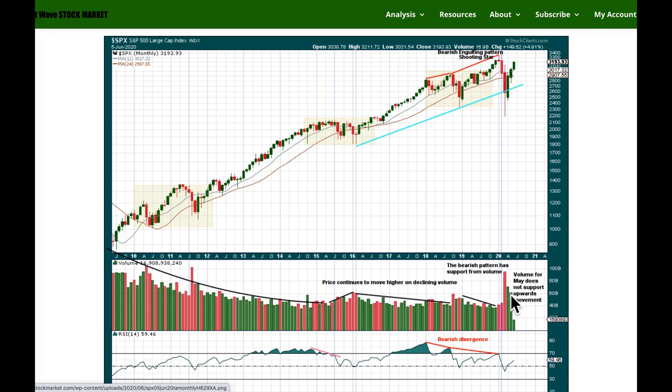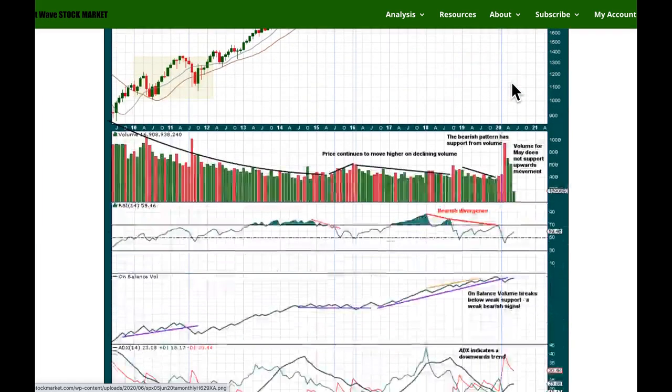Volume is not supporting upward movement. We've also seen a decline in range. Range is not supporting this upward movement. However, that's not entirely unusual for the start of a sustained bullish trend for this market. Here we see a decline in range, but we didn't see such a decline in volume. So the decline in volume is a little bit more concerning.